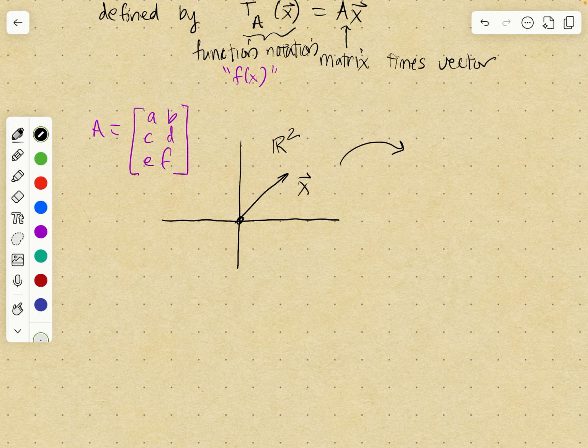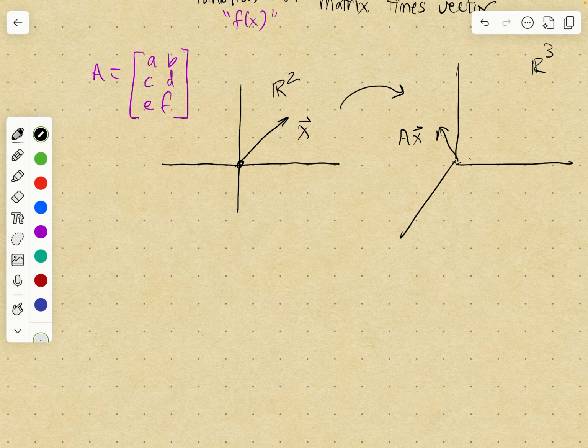If you do A times a vector, the output is going to be in R3, right? If I do A times a vector, I will get a vector with 3 components. So I have a vector in R3, so my codomain is R3. So it's taking vectors in R2 and spitting out vectors in R3. So I don't know what my Ax will look like. Maybe it's this. Who knows? It's going to depend on what A is.